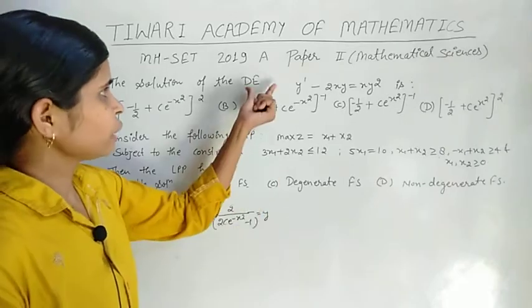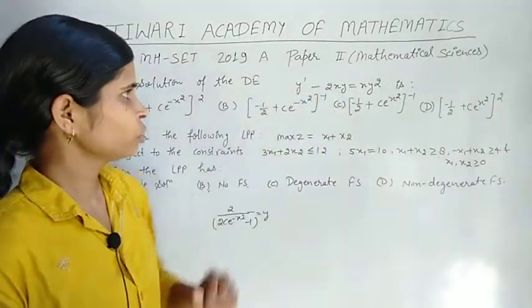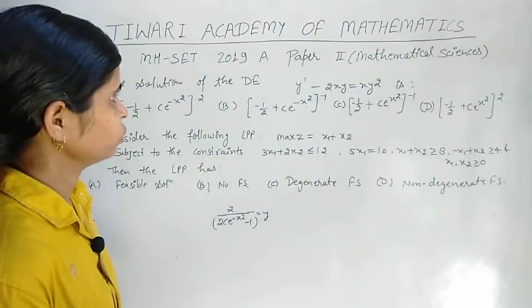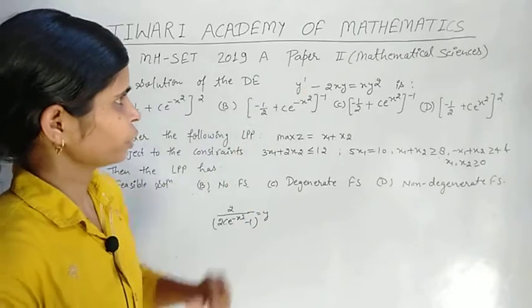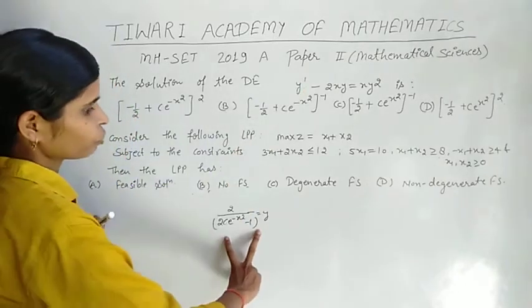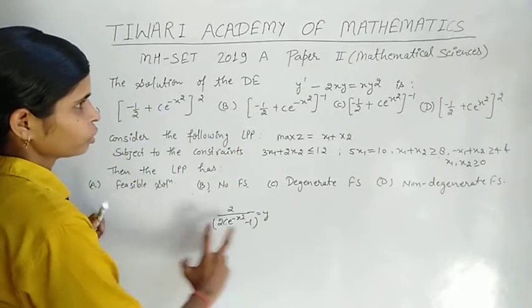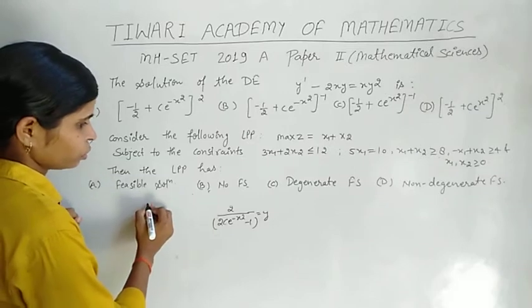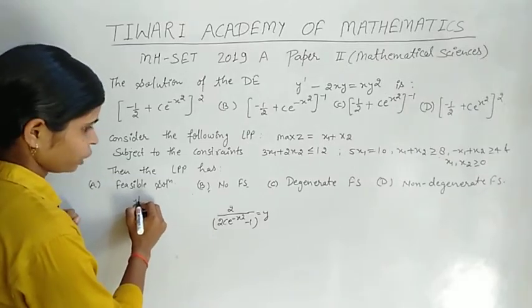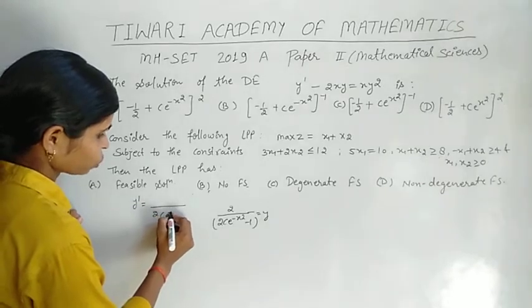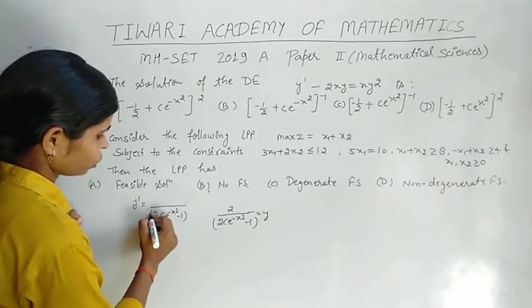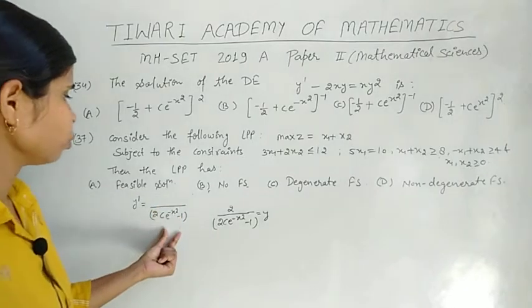y is equal to this. In the left hand side of the given differential equation, the requirement is y dash, so its first order differential is y dash is equal to 2c e raised to power minus x square minus 1, numerator upon denominator.